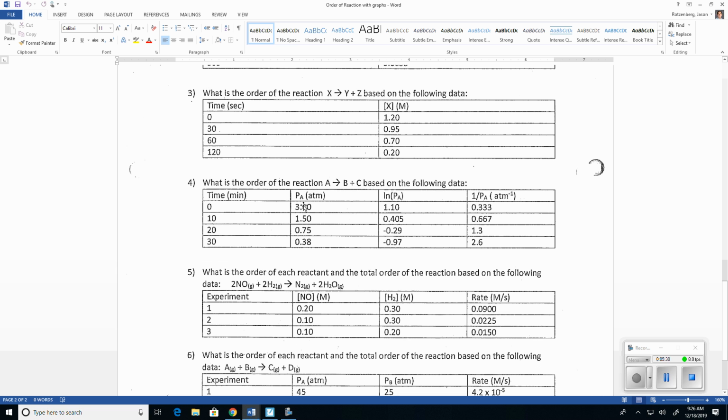Notice in number 4, instead of giving you a concentration, I'm giving you pressure. Pressure and concentration can kind of be treated the same. I actually want to do number 4 with you right now. What happened in number 4 for this reaction is every 10 minutes, pressure was measured. And what I noticed for this first column is after the first 10 minutes, my pressure goes down by 1.5. Right? And the second 10 minutes, my pressure goes down by 0.75. Then it goes down by 0.37.